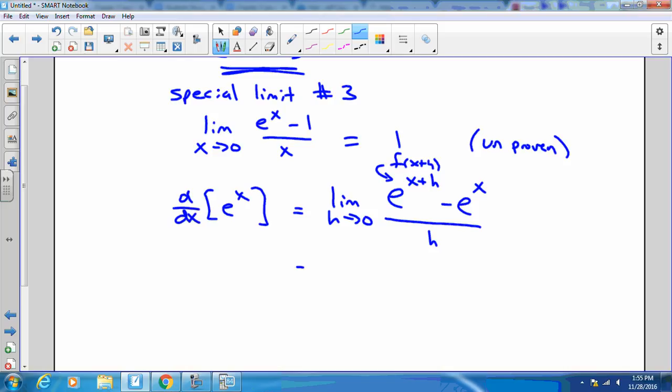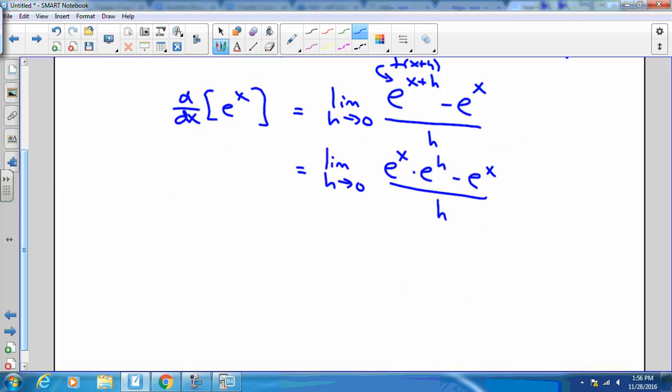Okay? Now, we're going to use some exponent rules, because e to the x plus h is the same as what? e to the x times e to the h. Exactly so. There is our use of the product rule for exponentials, the algebraic product rule for exponentials. And now what I observe is that these two terms here have a common factor of e to the x.